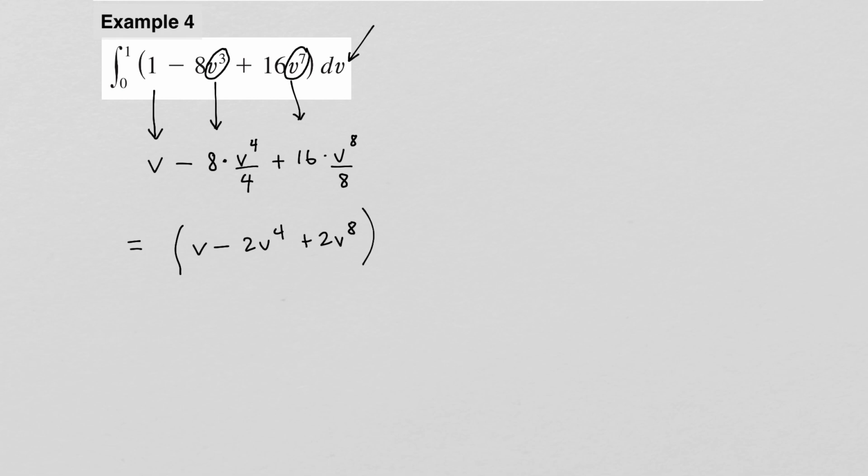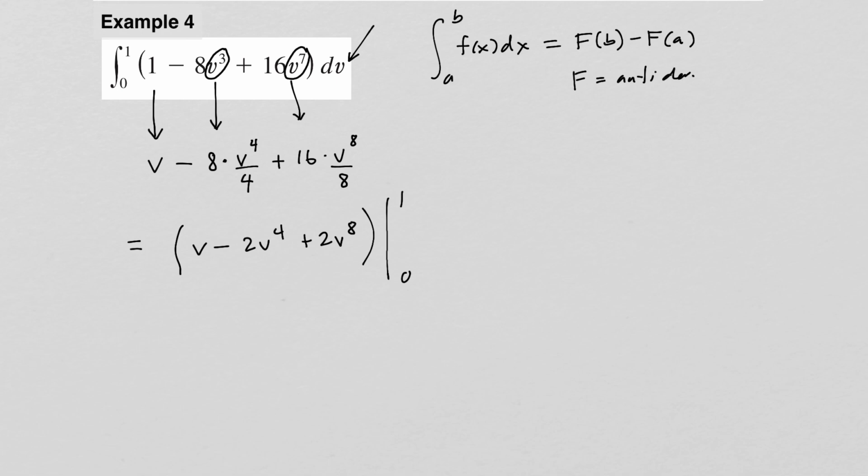And now what we're going to do with this antiderivative is evaluate it from 0 to 1. And this is how we write that evaluation. We put a vertical line and then 0 and 1. Now remember the conclusion of the fundamental theorem of calculus? Let me write this down very quickly here. It's capital F of b minus capital F of a, where capital F is your antiderivative. Okay? So we have our antiderivative here.